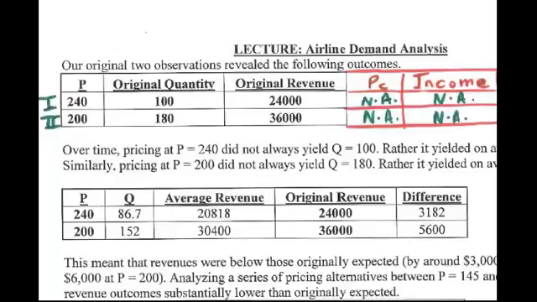The original revenue at a price of $240 was $24,000, and we saw that on average at a price of $240 the average revenue was only $20,818. Similarly, at a price of $200, the original revenue was $36,000, but over time we saw that revenue coming in at $30,400 on average, because as we pointed out, we were selling 152 seats on average, so 28 seats lower than the 180 originally sold when the price was set at $200.